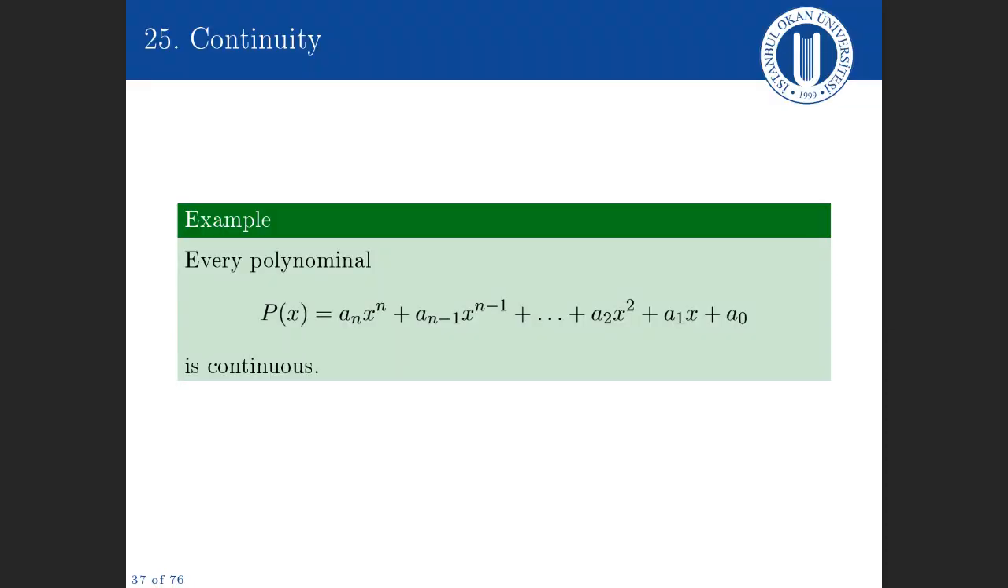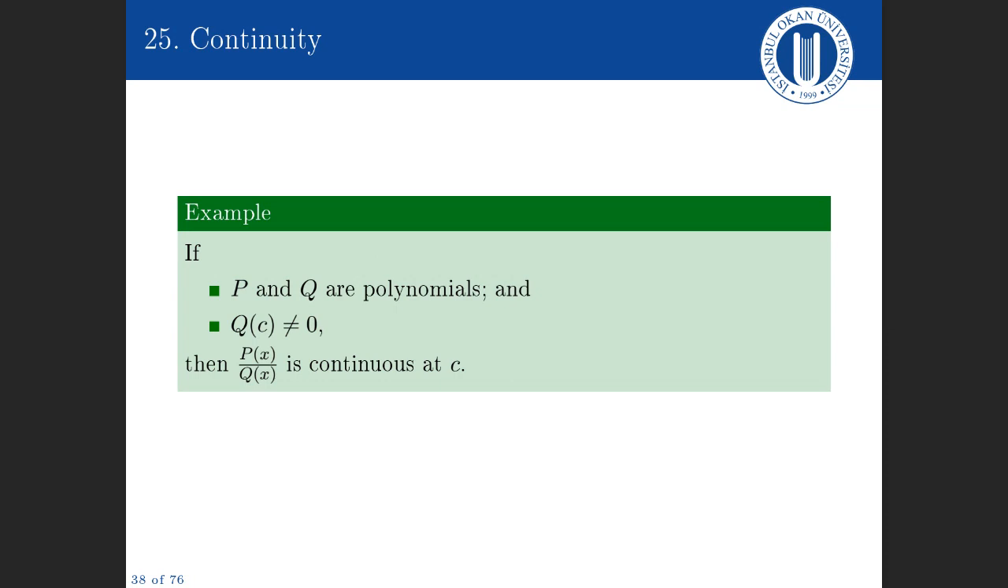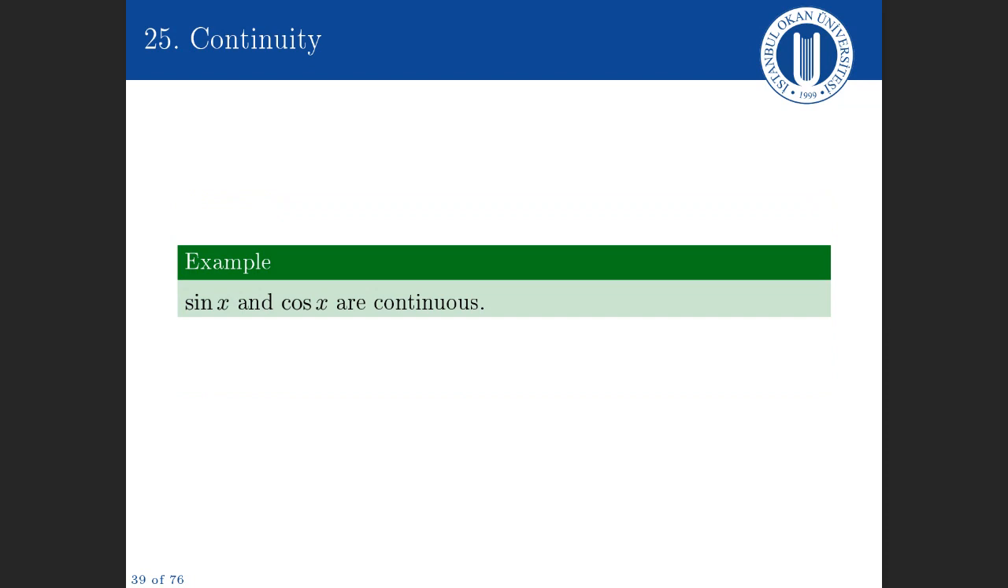So that means every polynomial is continuous. Every rational function is continuous as long as we're not dividing by 0. As long as q of c is not equal to 0, p of x divided by q of x is continuous at c. Sine and cos are continuous.